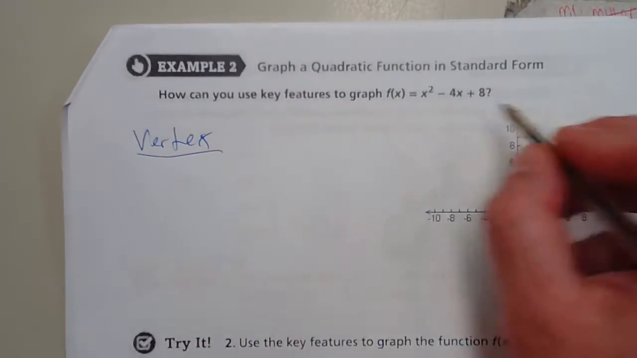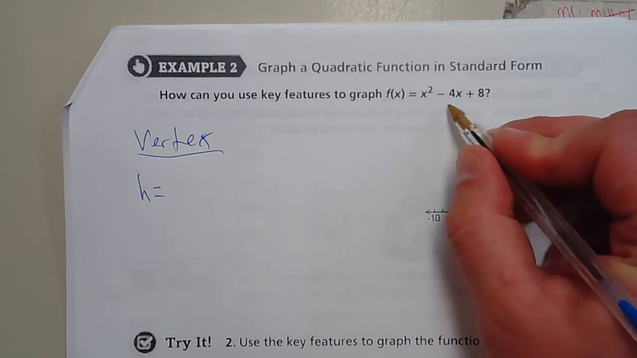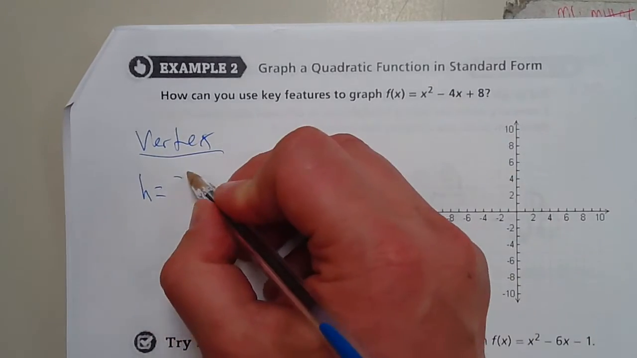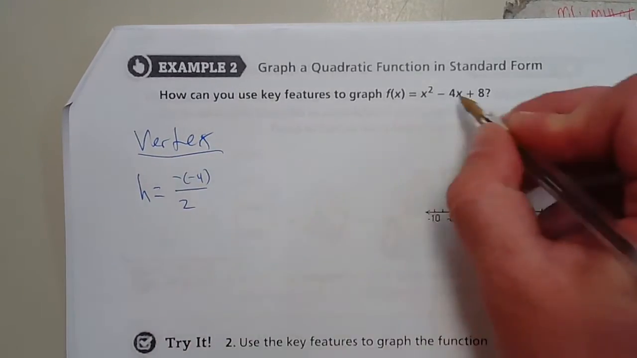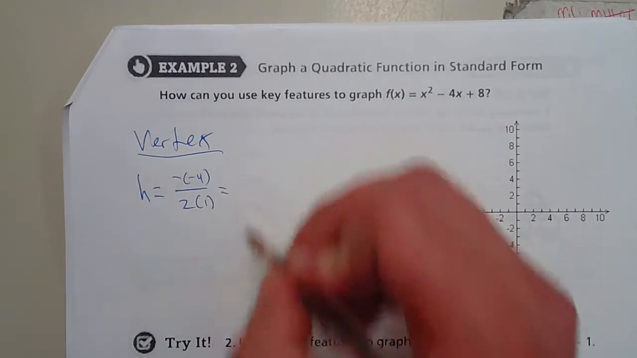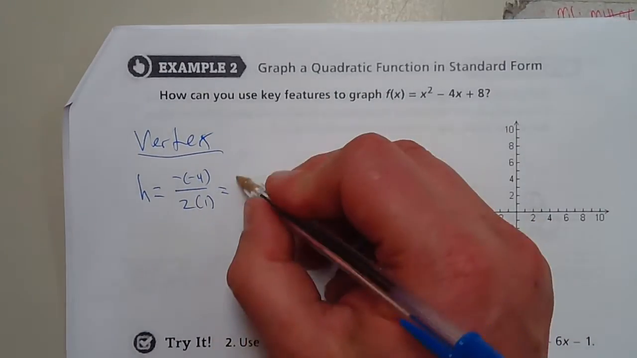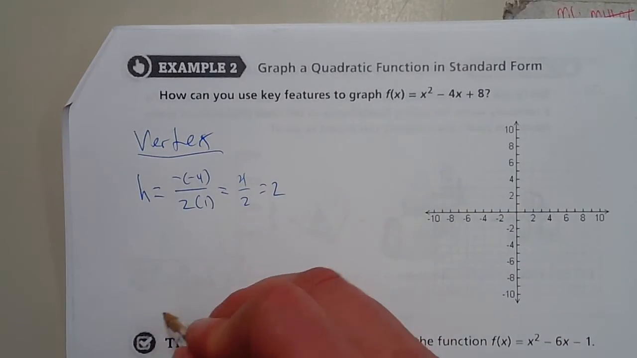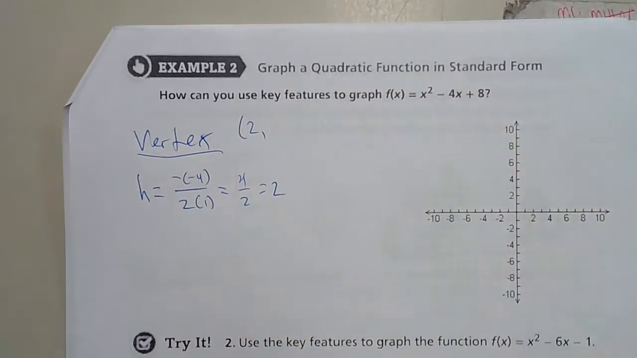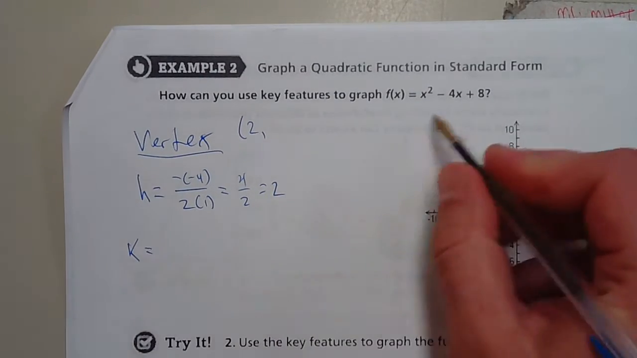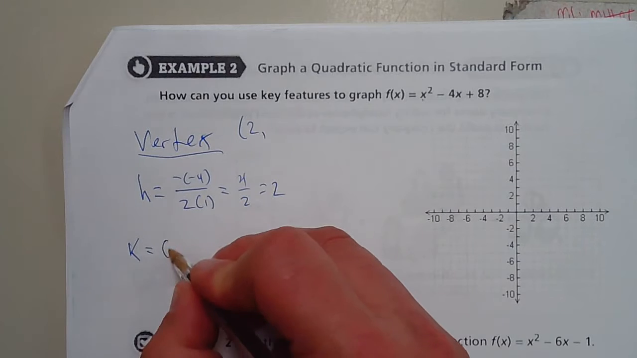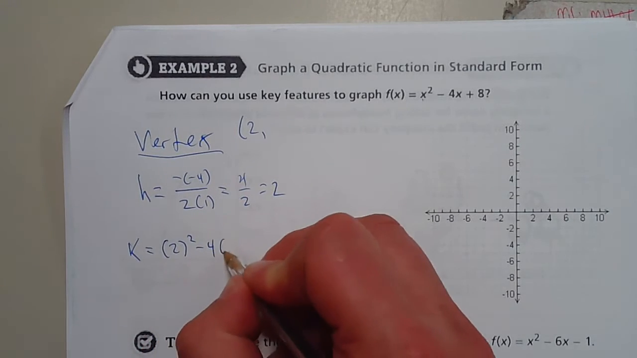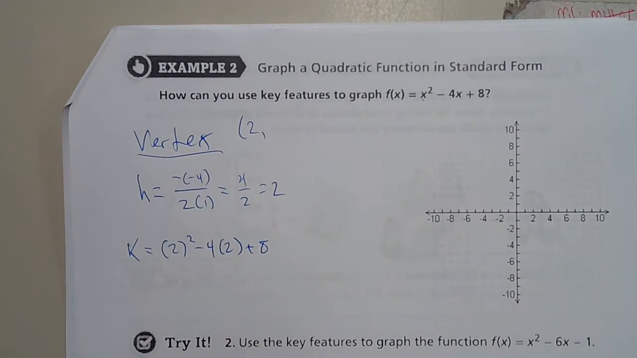We're going to do exactly what we just did a second ago. We're going to say h equals negative b over 2a, so that's a negative 4 over 2 times 1. What's that? Positive 4 over 2, which is just 2. So my vertex is going to be at the coordinate 2 comma something, and that something we get by finding our k. So put 2 in for our x's: 2 squared minus 4 times 2 plus 8.